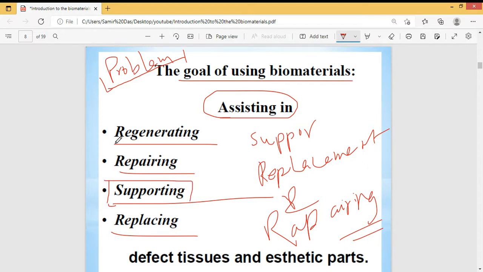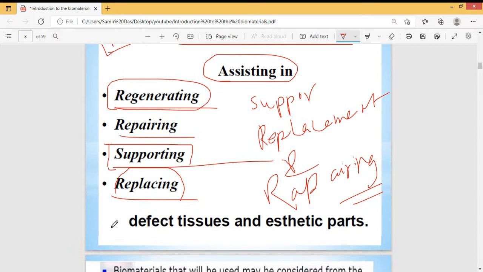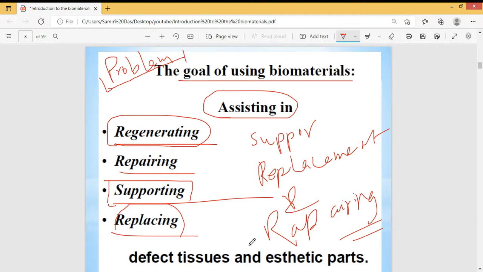For repairing and regenerating we basically use bioactive biomaterials. And for the replacing part we use materials which have more mechanical strength. And otherwise, sometimes we use them for aesthetic purposes such as oral implant.